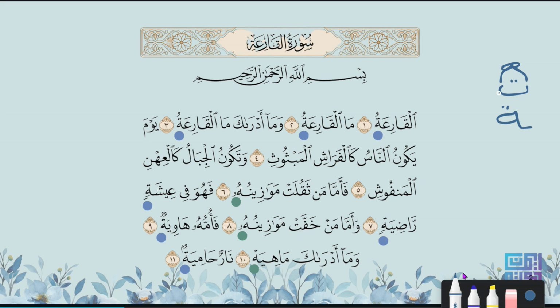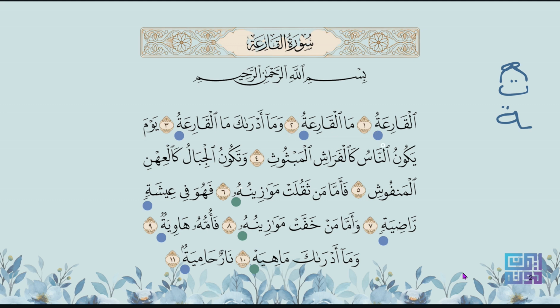Okay? And the 2 dots are written above. So this is how it looks like. It's a ta, but looks like a ha with 2 dots. So ayah number 1 ends with the word Al-Qari'ah, and ayah number 2, same word, ayah number 3, same word. So it's repeated 3 times in the 3 ayahs.